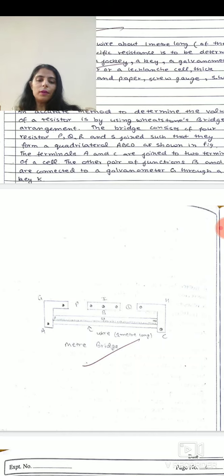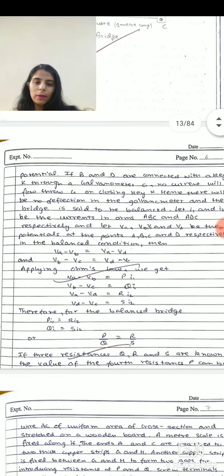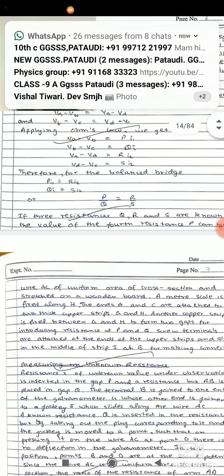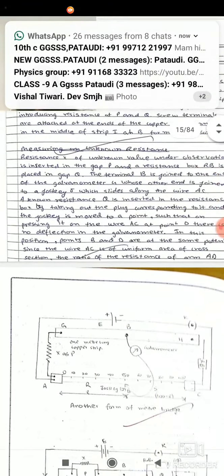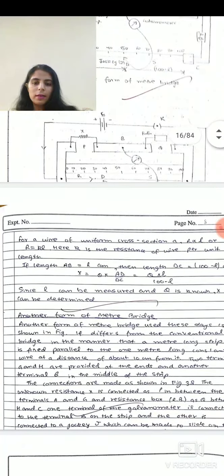Again on the next left hand side, you should draw a neat diagram of the meter bridge. Then write the theory on the right hand side. Observations, calculations, and circuit diagrams are to be drawn on the left hand side.